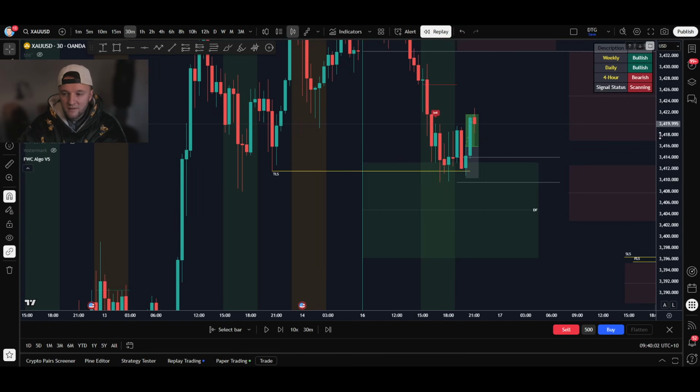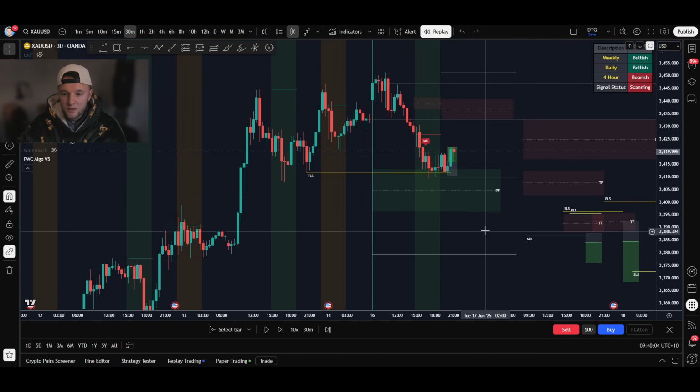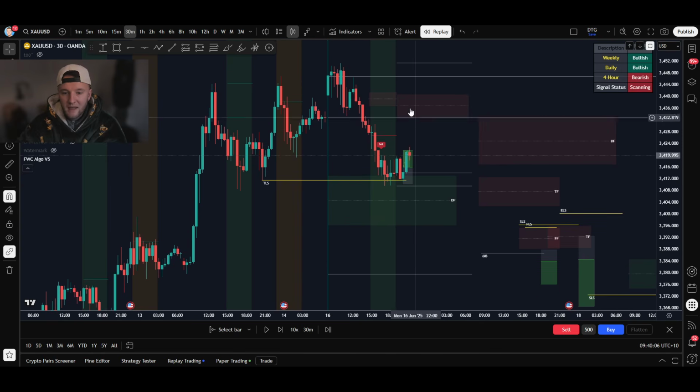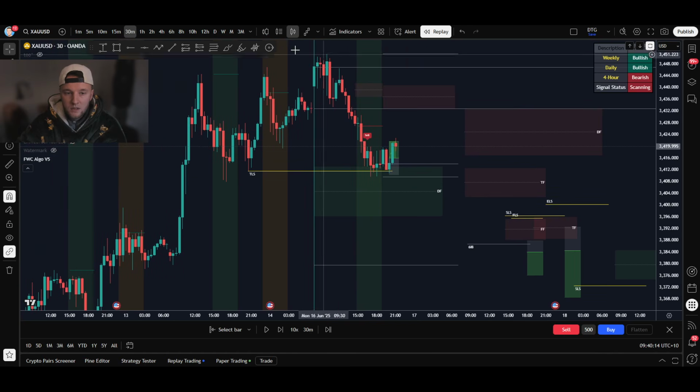That was a beautiful 57 pip move to the upside, which I took. I actually ended up getting out at a 1-to-1. Usually with the AYs, I aim for a 1-to-1 risk reward ratio. With the signals and the IBOs, I'll aim for a 1-to-2. But beautiful bounce off our key level, grabbing bullish liquidity from this yellow zone.